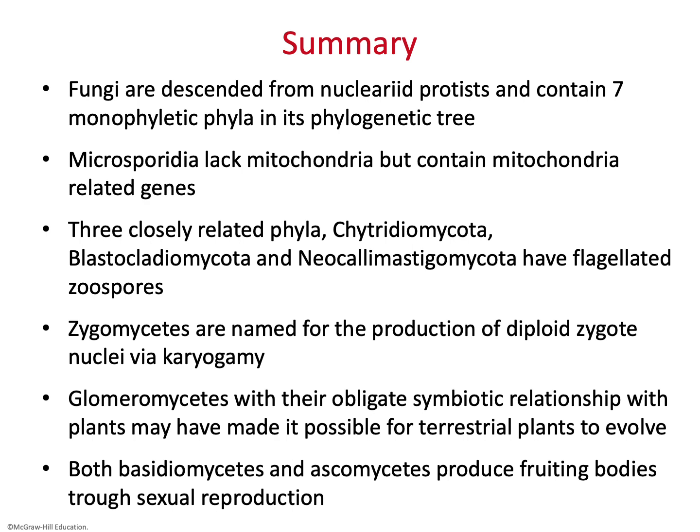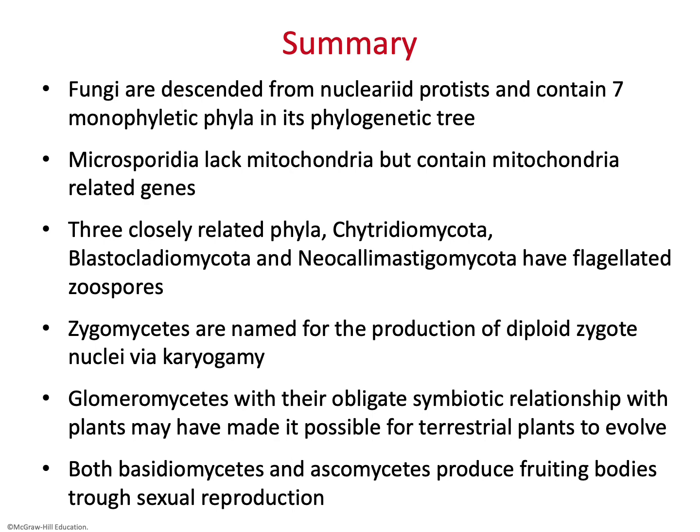So in summary, we learned that fungi are descendants of nucleariid protists, and they contain 7 monophyletic phyla in their phylogenetic tree. The first one we talked about, Microsporidia, lack mitochondria but contain mitochondria-related genes, and they are the sister group for all the other fungi. Three closely related phyla, Chytridiomycota, Blastocladiomycota, and Neocallimastigomycota, have flagellated zoospores as a common feature.